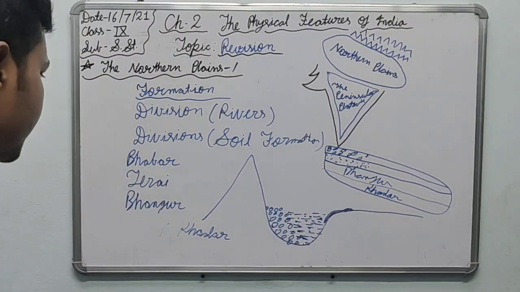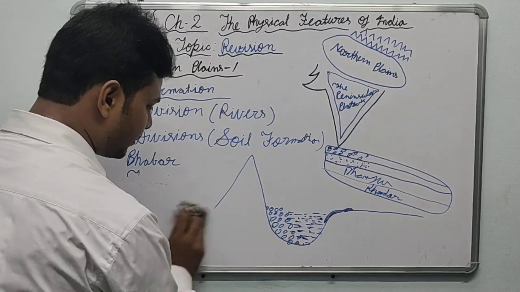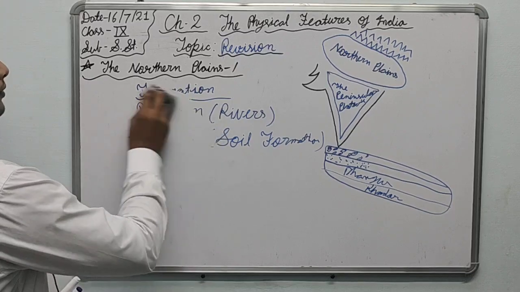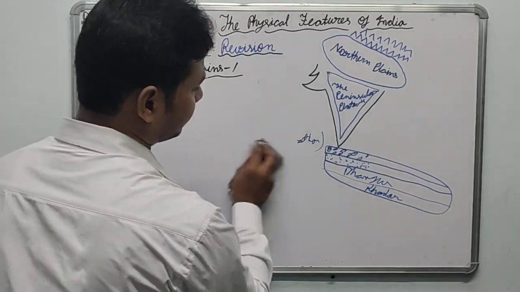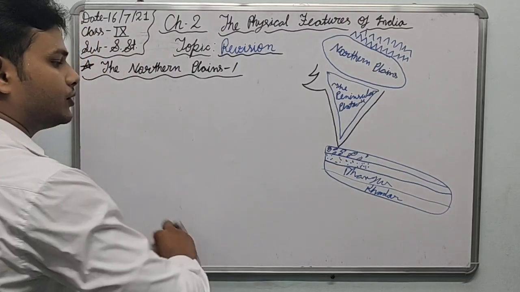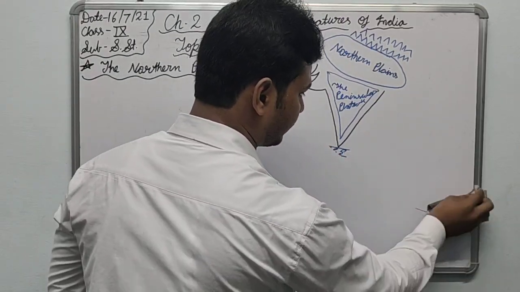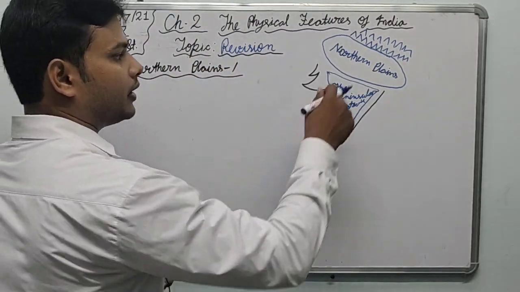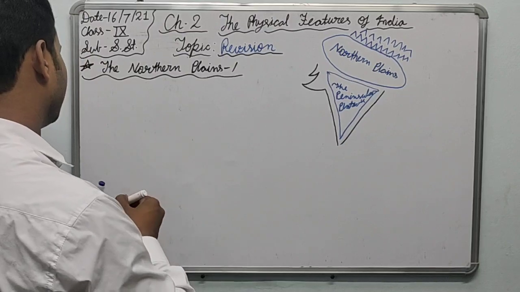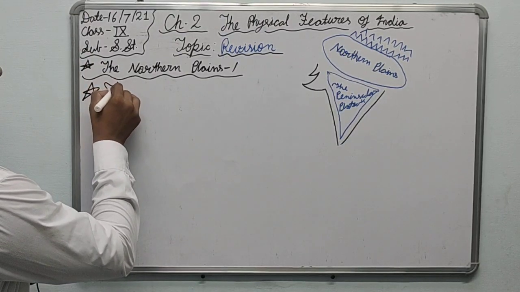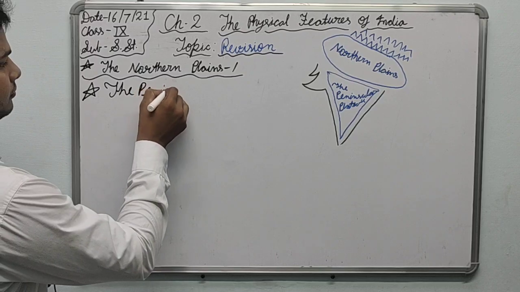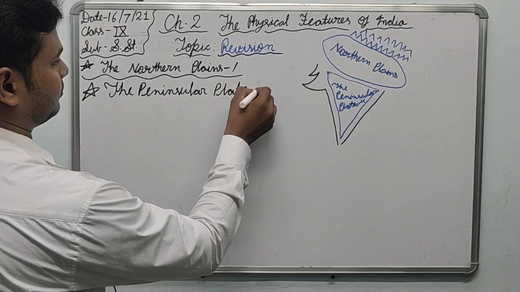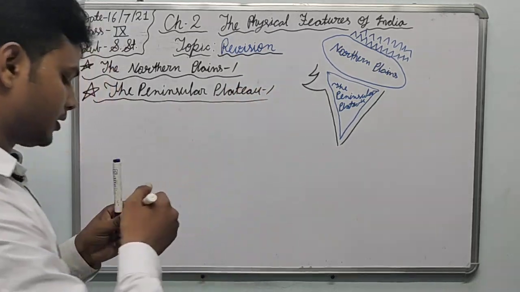So these were the four major divisions of the northern plains on the basis of soil formation and fertility. We can say on the basis of fertility, which area is how fertile, and what happens where. Okay, so the northern plains are now completely clear. Now we will discuss the peninsular plateau. So look, in the south direction of this, the peninsular plateau. Now we are going to discuss the peninsular plateau.